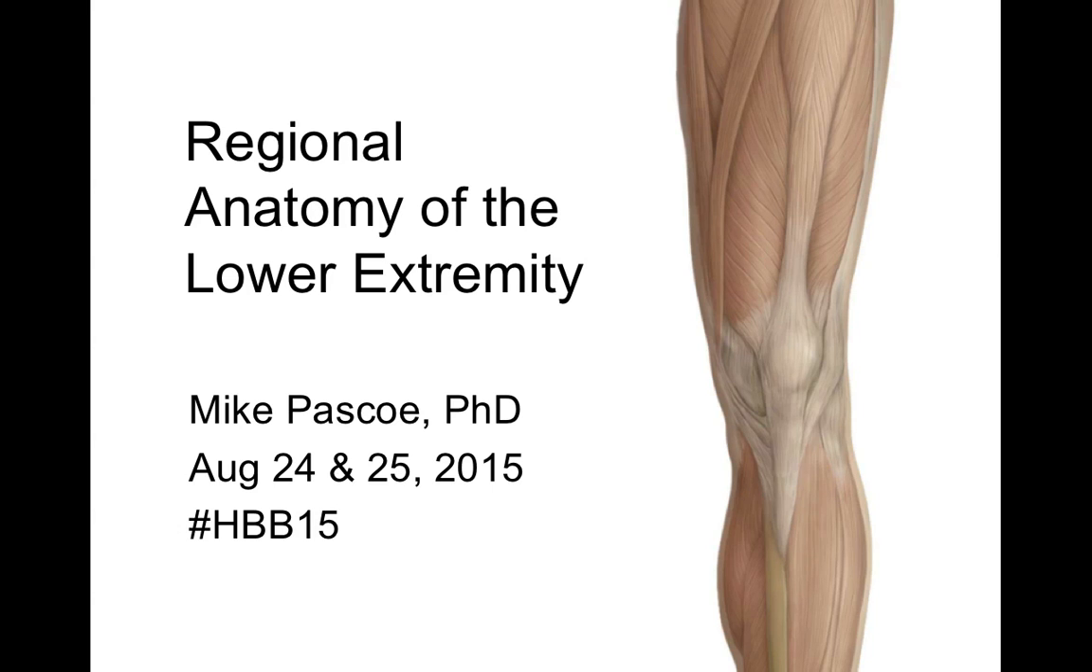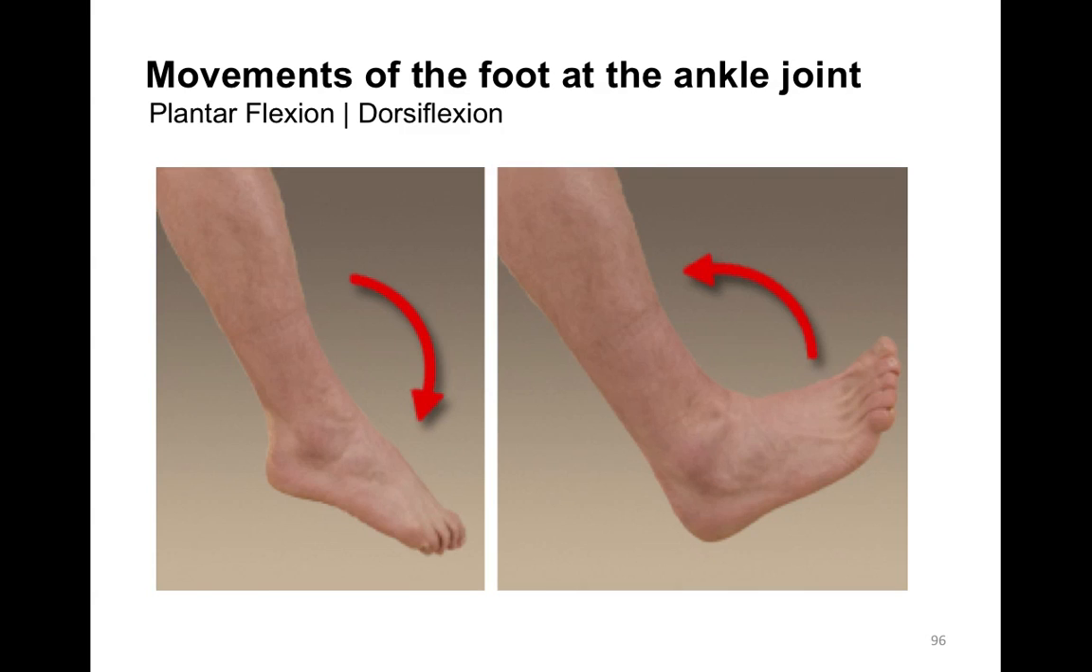Hello and welcome to the conclusion on this narrated lecture set of slides on the regional anatomy of the lower extremity. In this set, we will now move on to finish the lower extremity discussion by discussing the foot and ankle anatomy. So let's first begin by movements of the foot at the ankle joint, defining specialized movements that occur at this joint nowhere else in the body.